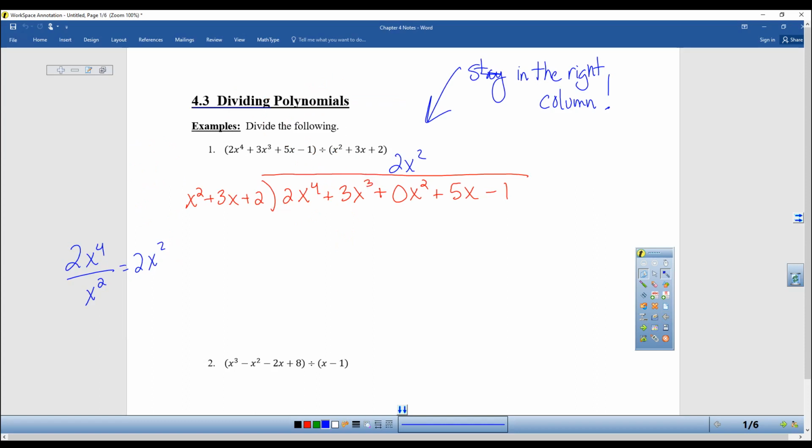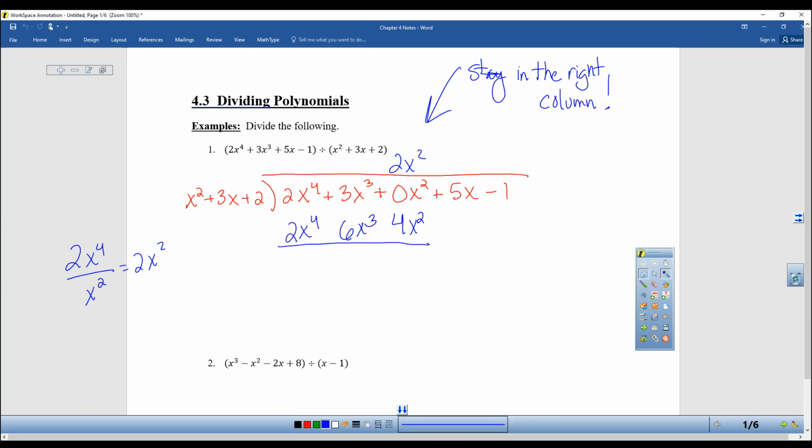So 2x squared times 2 is 4x squared. That's why we wanted that column. 2x squared times 3x is 6x cubed. And 2x squared times x squared is 2x to the 4th.